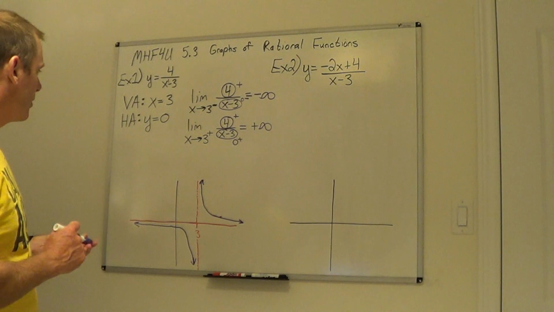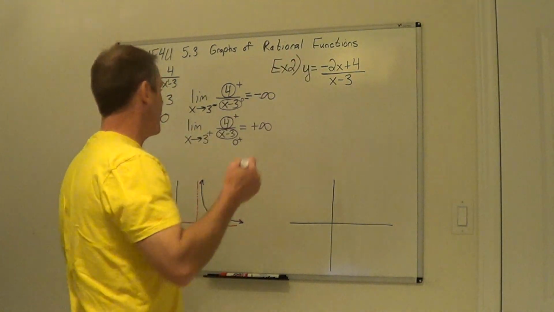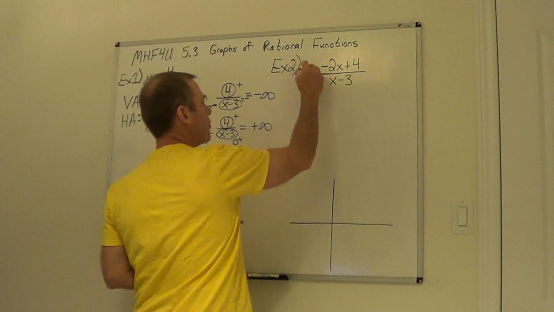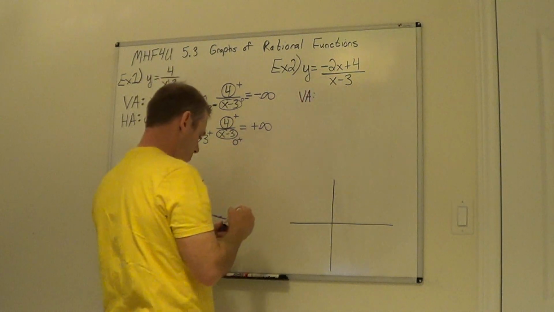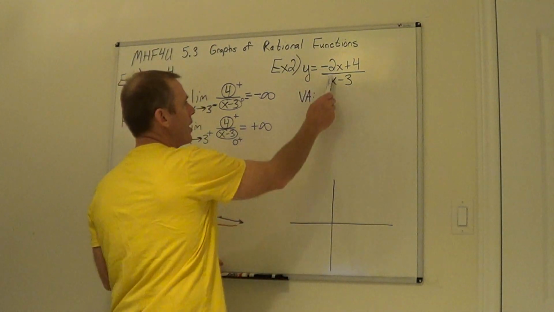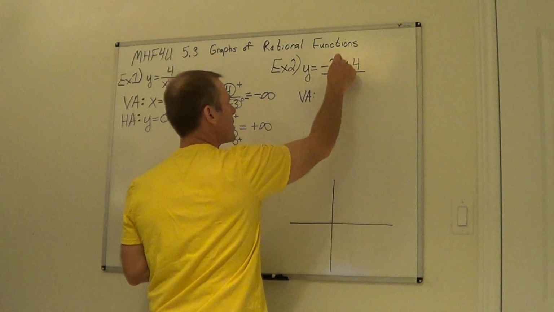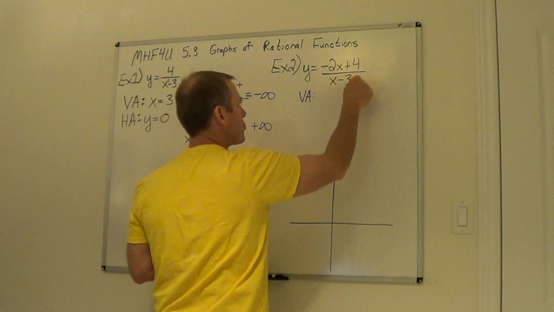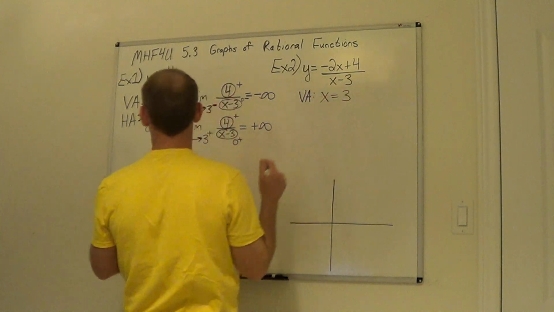Alright, now we get to example 2. Again, same steps. I'm going to look at the vertical asymptotes first. So what do we have here? A 3 in the denominator would make it equal to 0. How does that look up top? Negative 2 times 3 is negative 6 plus 4. Not 0, so we do have a vertical asymptote at x equals 3 again.